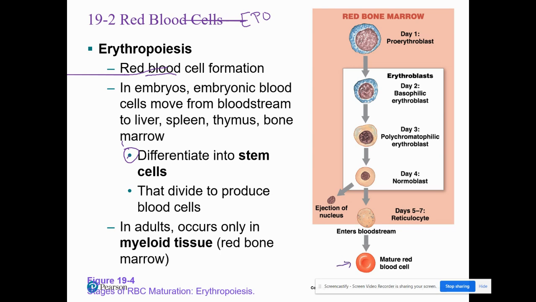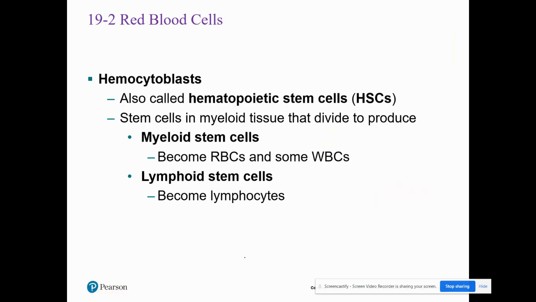So here's a mature guy. He has no nucleus. He got ejected. He has no mitochondria, but he does have hemoglobin, right? In adults, which is where you guys definitely want to know it, this is going to happen in the red bone marrow, which is primarily in your hip bones and your femurs. I'm going to stop here because I feel like I've been babbling forever.